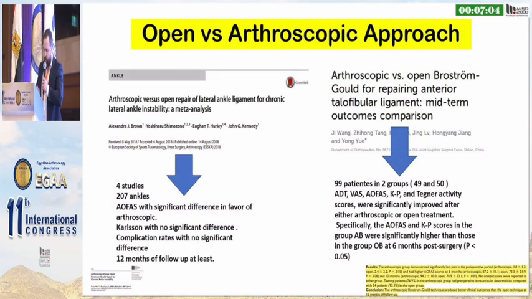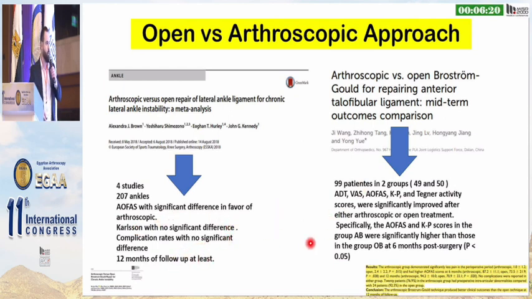So about the results, when comparing the arthroscopic with the open procedures, we have a lot of studies showing that they have good results, both the open and the arthroscopic techniques. This study here is a meta-analysis with 4 studies comparing 207 ankles: AOFAS score with significant difference in favor of arthroscopic, Karlsson score no significant difference, no difference in complication rates, but just 12 months of follow-up.